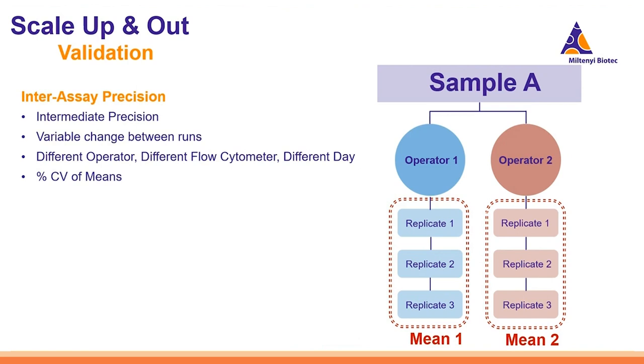You may next want to look at inter-assay precision, and this is known as intermediate precision. This does require a variable change between your runs, so this means changing your operator to make sure that two operators give you the same results. You might want to analyze the same sample with the same operator, but on two different flow cytometers to see if there is variability between the two flow cytometers, and maybe just simulate different days of acquisition to ensure that we have standardized reproducible results day to day. And this is where something like a calibration can be crucial. And with this, you would likely look at the percent of your means to see the amount of intermediate precision.